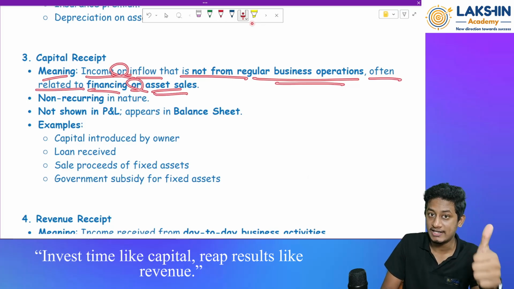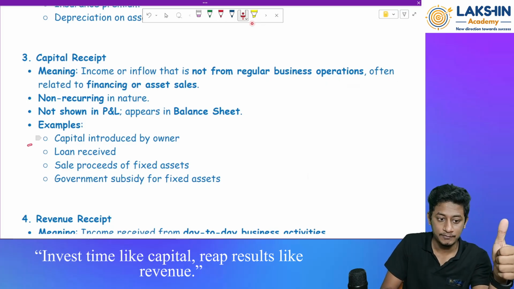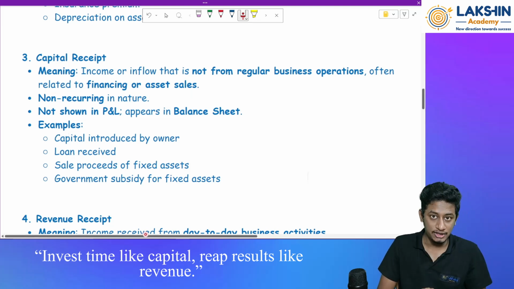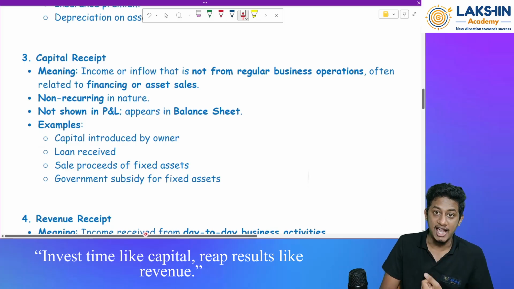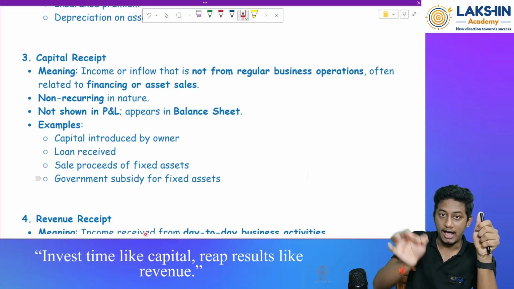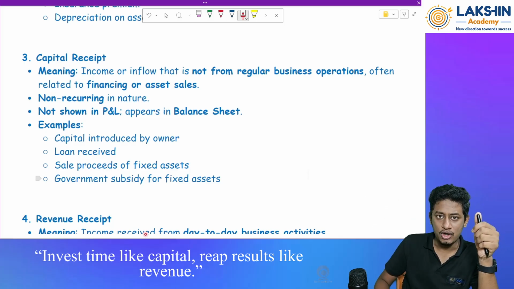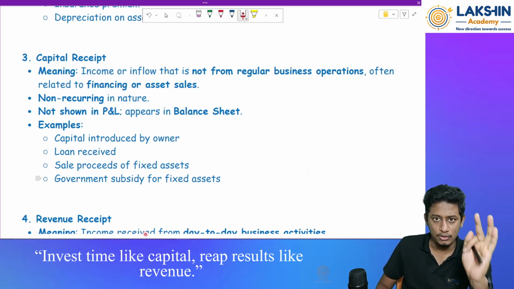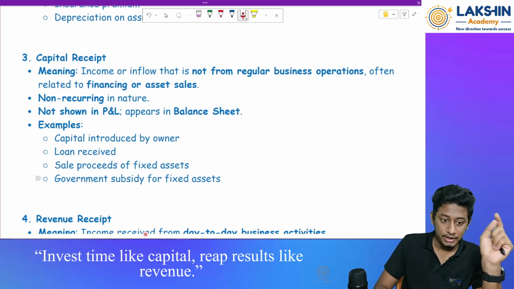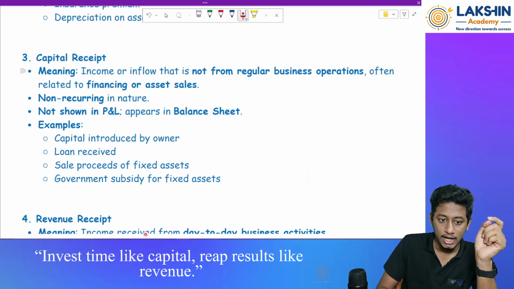So it can be financing. Example of financing: capital introduced by the owner. Whatever capital is introduced, it is a financing activity, right? So the business will get some cash to run. Then we have loan received. Whenever I go to the bank, will I take a loan on a recurring basis? Never ever, right? Then sale of assets.